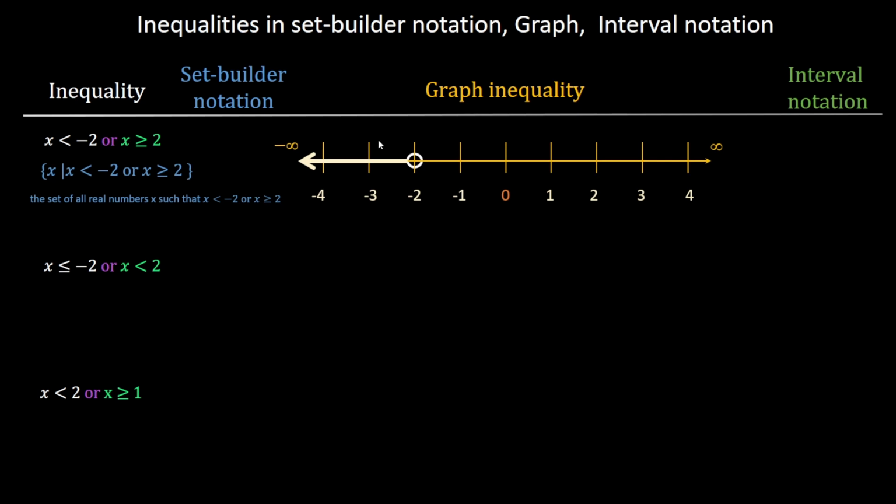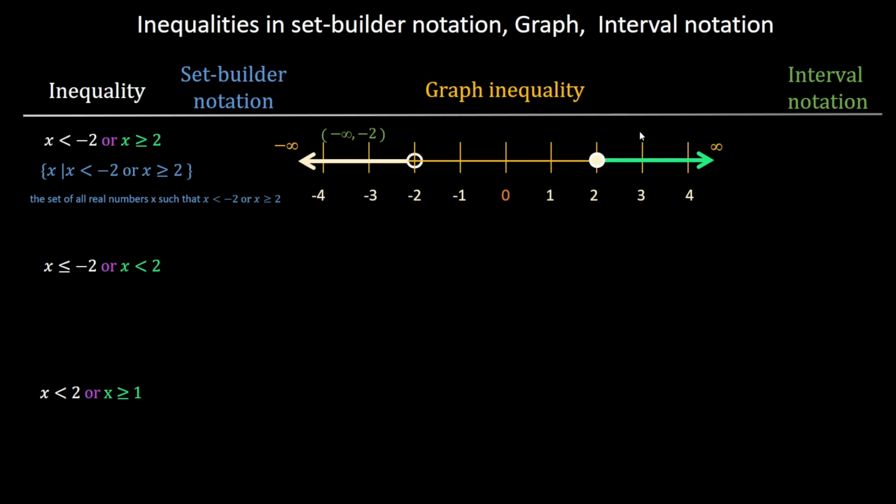Now let's write this solution in interval notation. For that, we write both the endpoints, minus infinity and minus 2. Then add parentheses around it to indicate that minus infinity and minus 2 are not part of the solution. Now let's graph the second inequality, x greater than or equal to 2. 2 is included in the solution, so let's draw a closed circle around 2, and shade all the numbers greater than or equal to 2, all the way to positive infinity, as the solution.